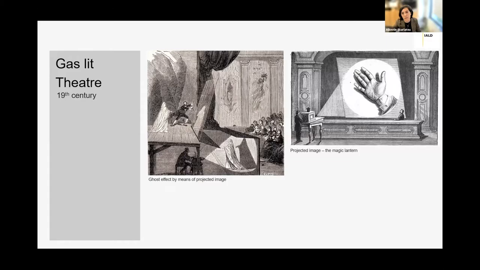And here is a picture of special effects in theater by means of projected image. They're creating a ghost on the stage by hiding the person in a kind of basement, and then with a slightly mirrored panel, they created a very blurry but still visible figure of the ghost for the audience.